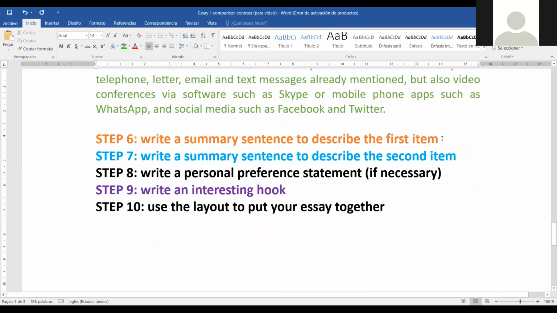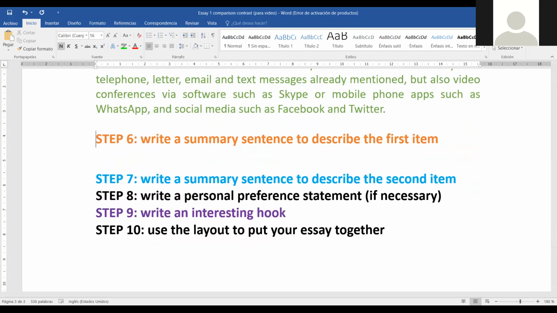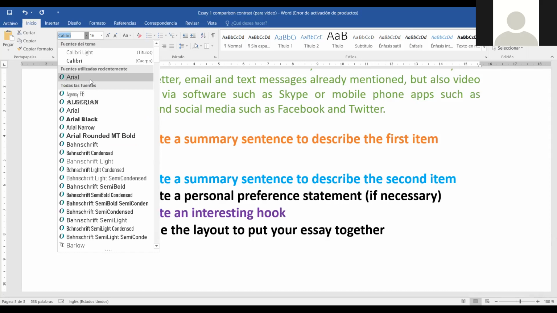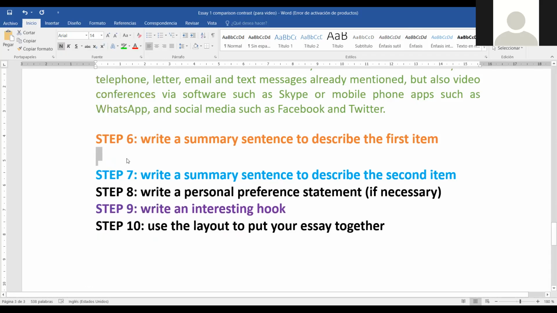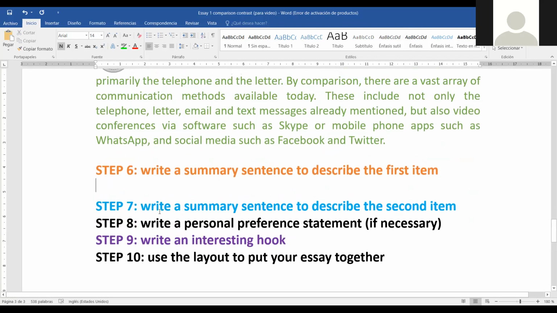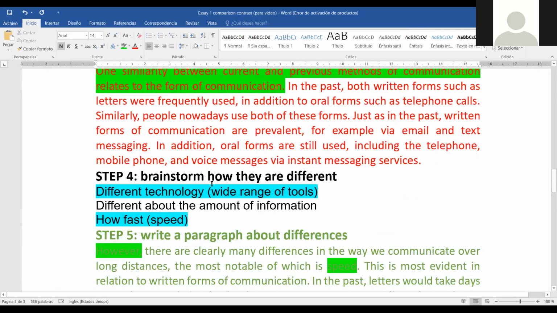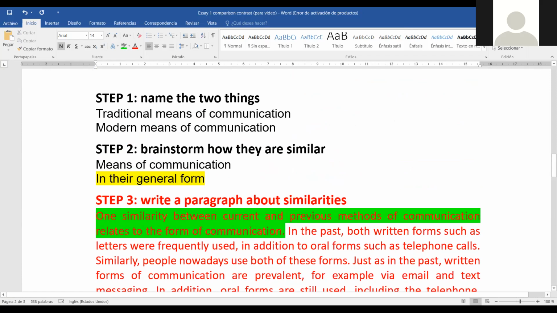Then, can you read step 6, please, Luis? Okay. Write a summary sentence to describe the first item. A summary sentence that describes the first item. What was the first item, Luis? The similarities between the communication methods. But the first item. Name the two things. Do you see? That is on step 1. Traditional means of communication. Traditional means of communication. So I chose for my first one.